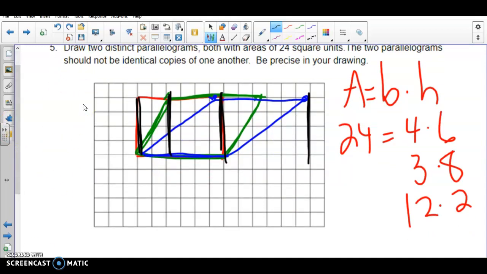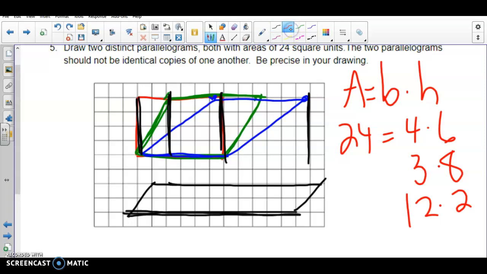Another one, maybe you could do 12 and 2. So if I want to make 12, 1, 2, 3, 4, 5, 6, 7, 8, 9, 10, 11, 12. I hope that's 12. And then if I count 12 above, 1, 2, 3, 4, 5, 6, 7, 8, 9, 10, 11, 12, and then I connect those. There's my parallelogram, and it's 12 here at the bottom for the base, and the height will be 2. So a 12 by 2 parallelogram.